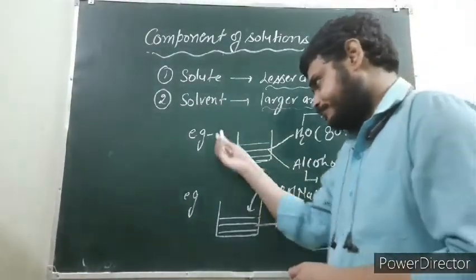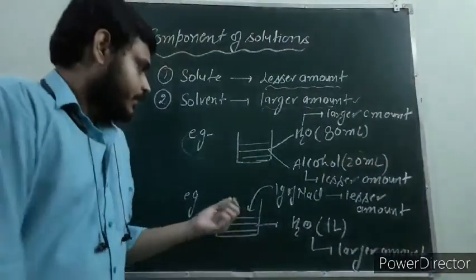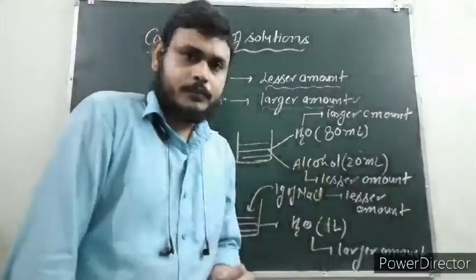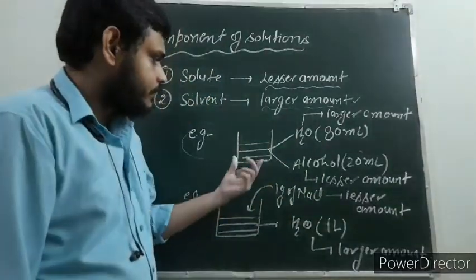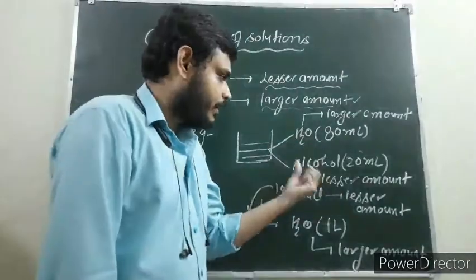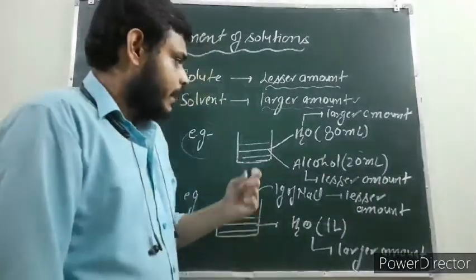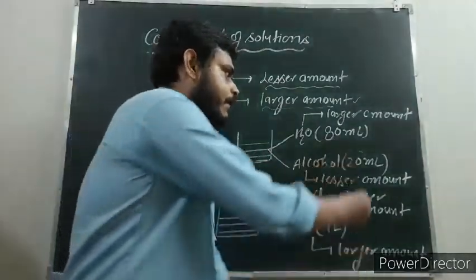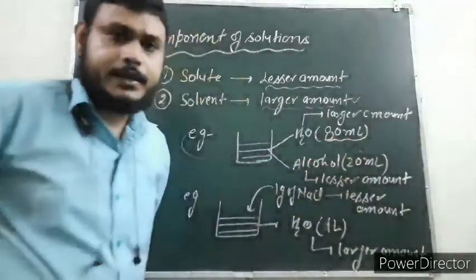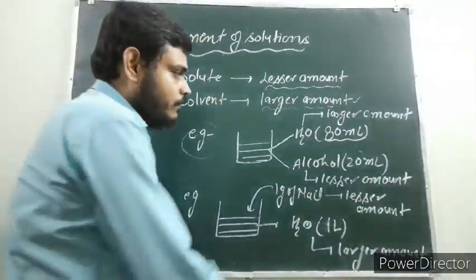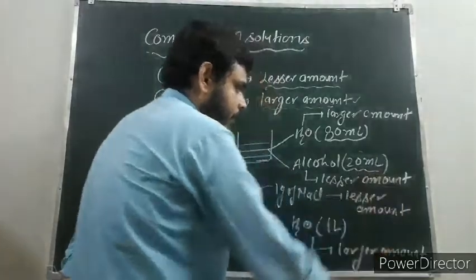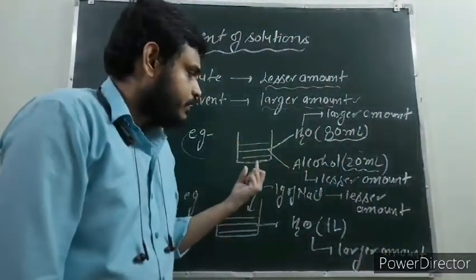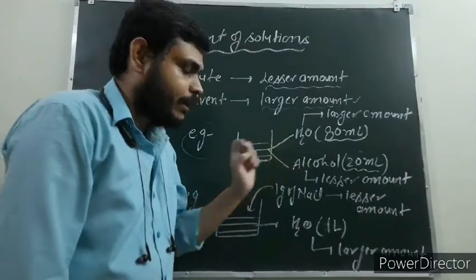For example, this is the solution of water and alcohol. Clear? In this solution, the amount of water is 80 ml and the amount of alcohol is 20 ml. This is a binary solution because it contains two components, water and alcohol.